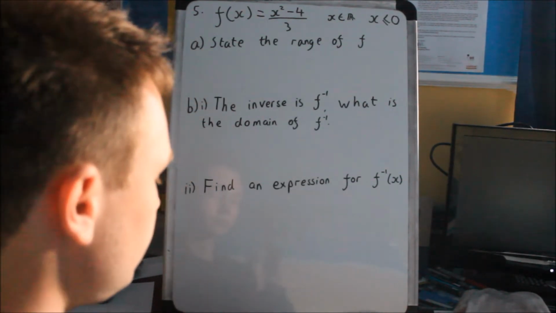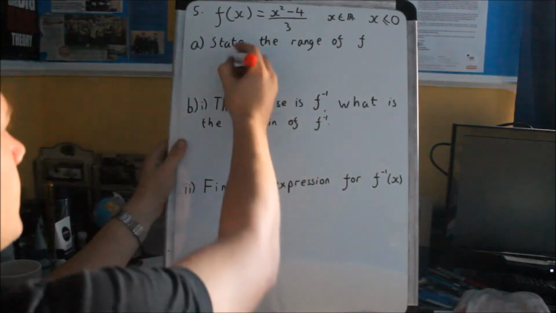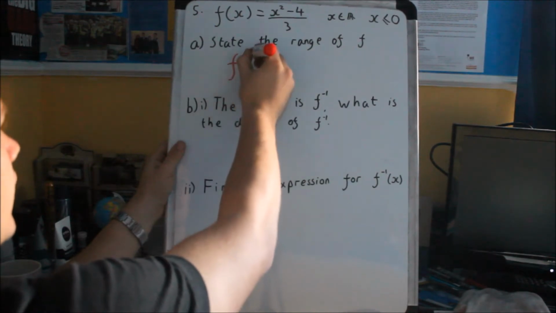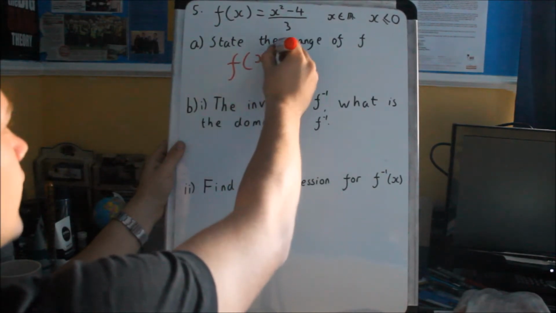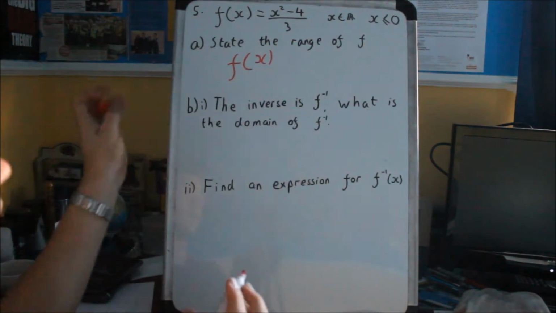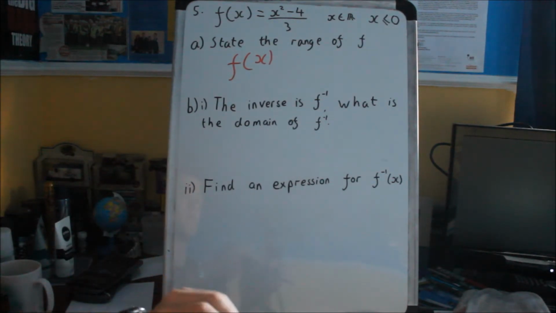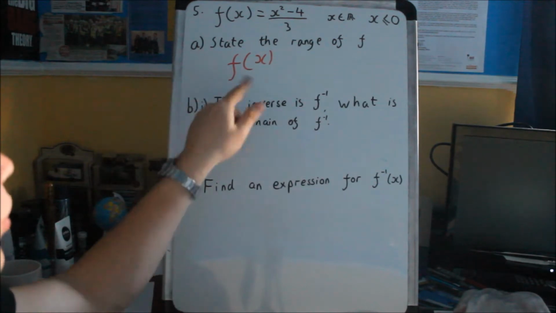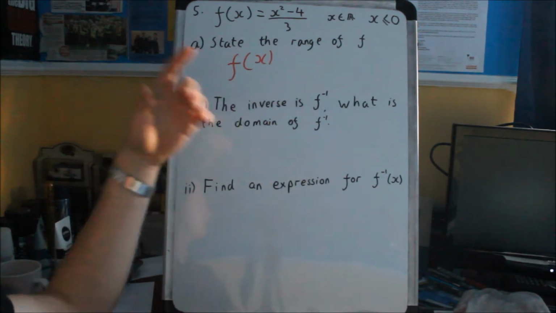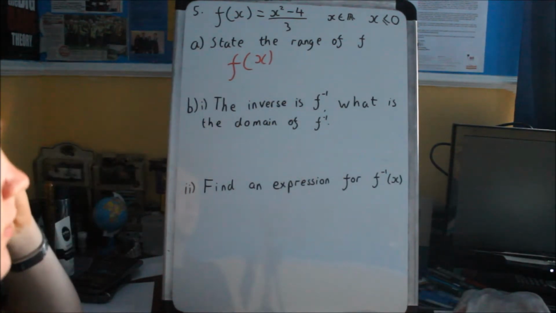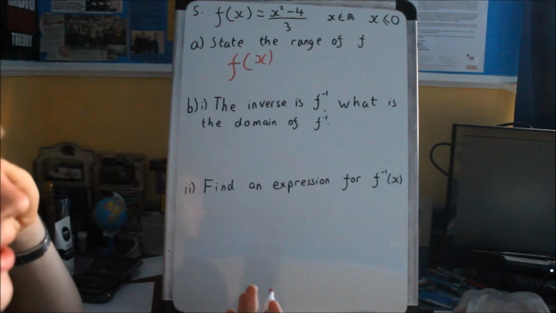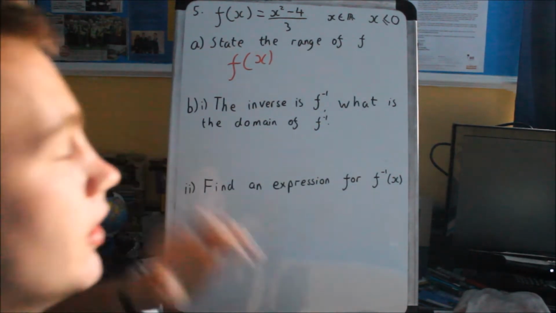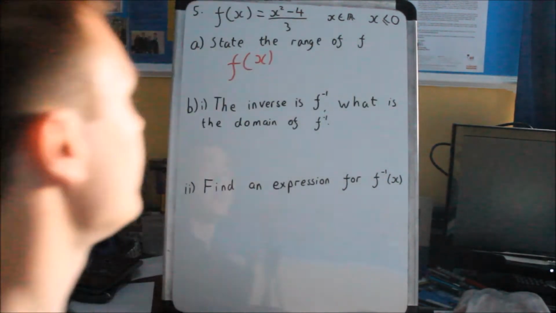What it wants you to say is firstly f of x. That's one of the marks that a lot of people omit. You might have been tempted to just put f or just put x, but they want f of x. Then they want an inequality sign. So is it greater than or is it less than for the range?